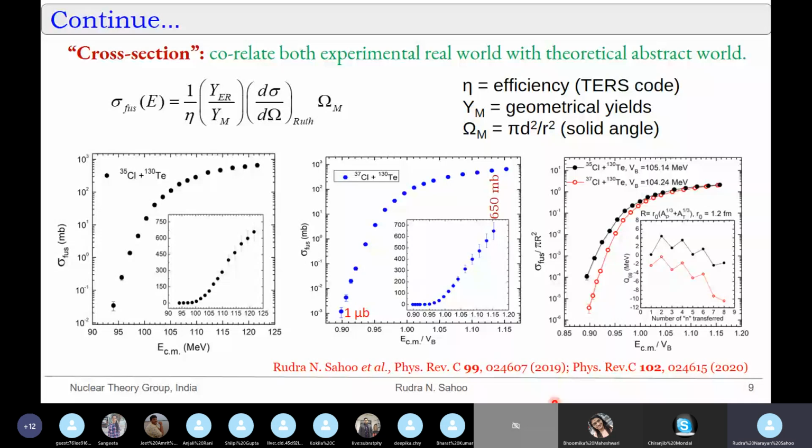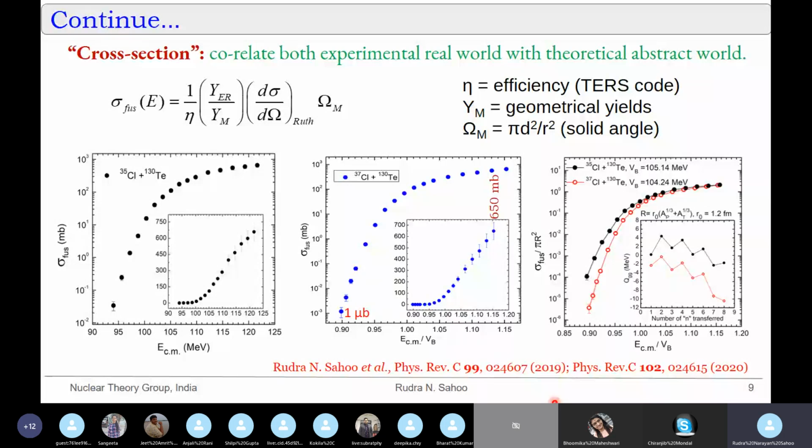That strongly signifies that in this system, the positive Q value neutron transfer channel has some effect towards the sub-barrier fusion. And this is the experimental observation we observe, but since we have 6 positive Q value neutron transfer channels in the 35 chlorine case, we don't know which neutron transfer channel is how much effective, because we didn't measure the transfer cross section.